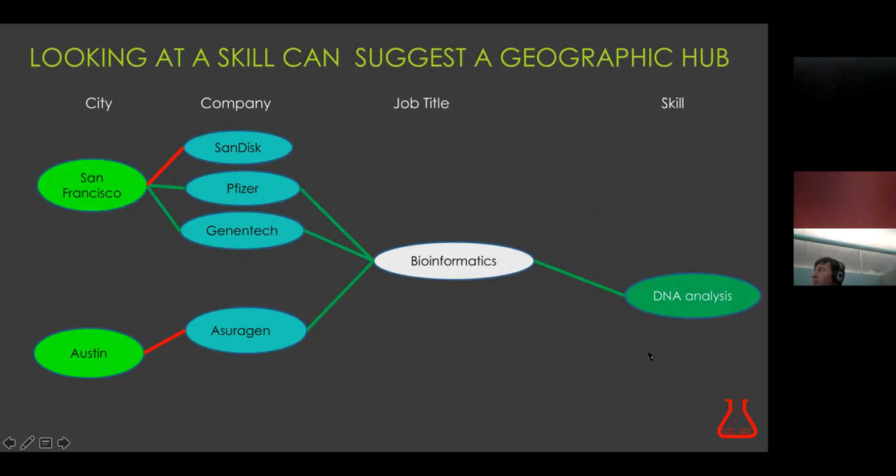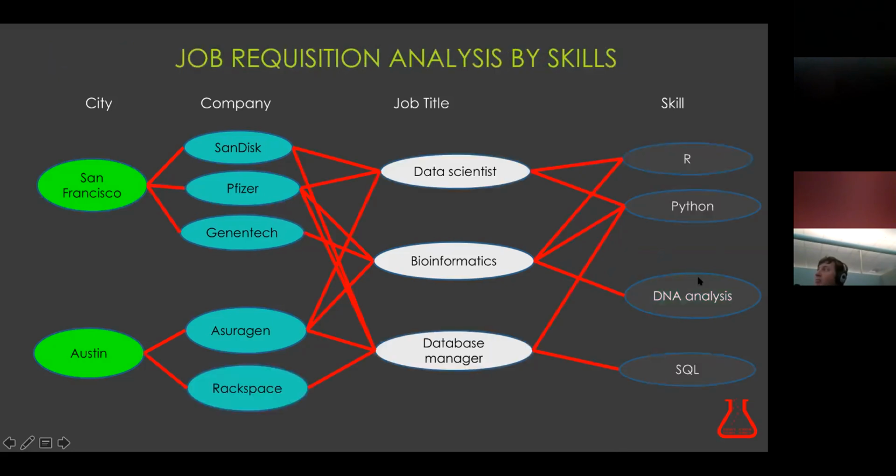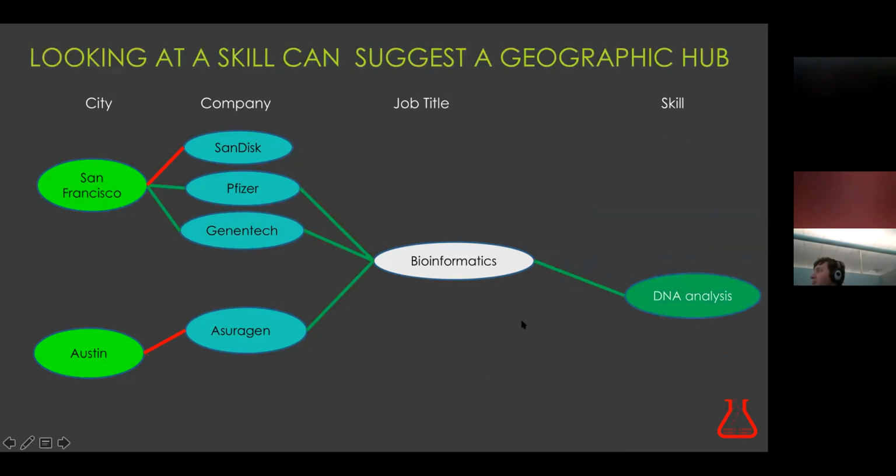So you might focus on a specific skill. Let's say you have a skill set that's fairly focused on DNA analysis. If you go back to the graph, you can see that this skill is here, and you might say, okay, where will I have the most traction from my skill? This is obviously a toy example, but it reflects the real pattern where San Francisco has the lion's share of bioinformatics jobs, and DNA analysis would probably be better used in San Francisco than Austin, for example, where there's a small number of bioinformatics companies.